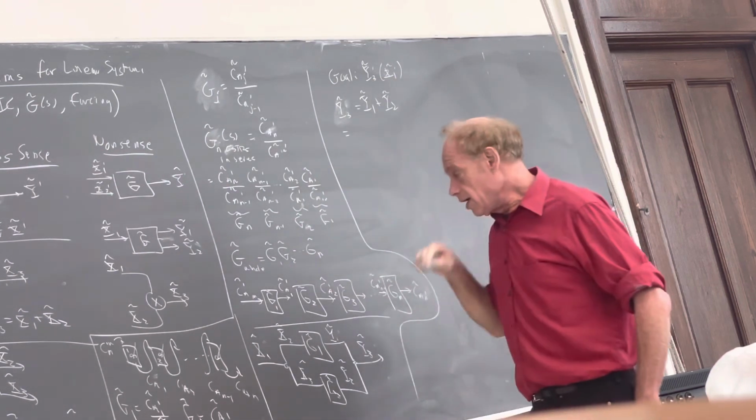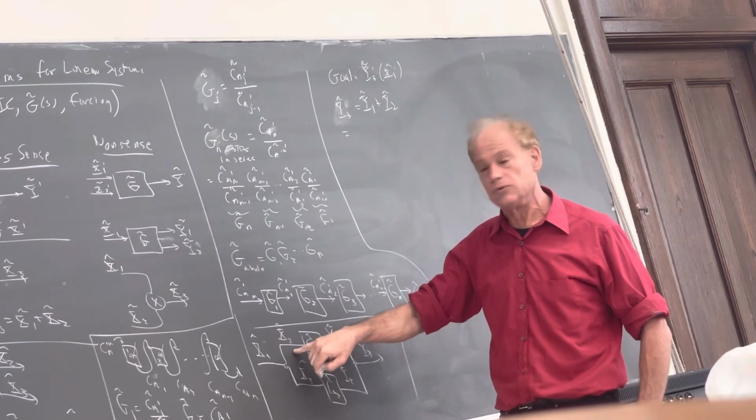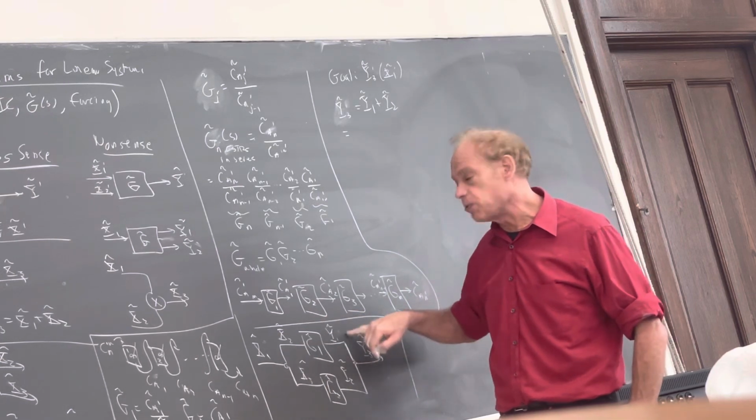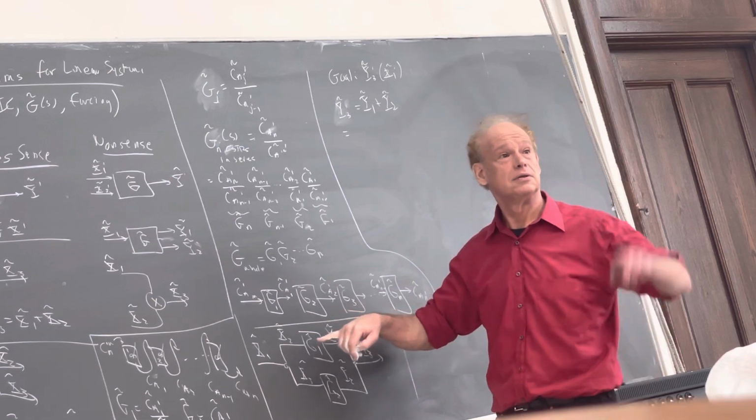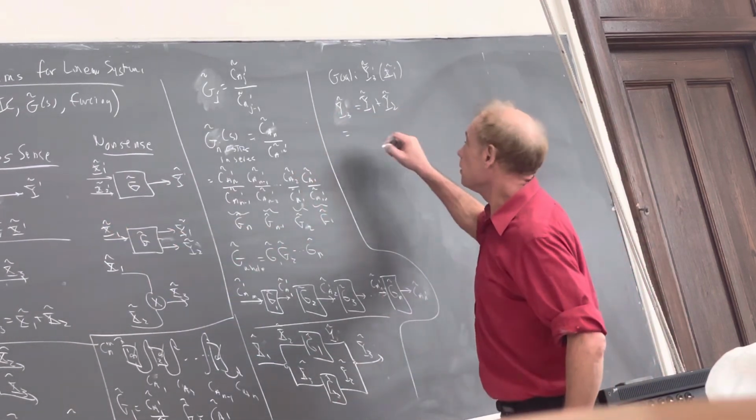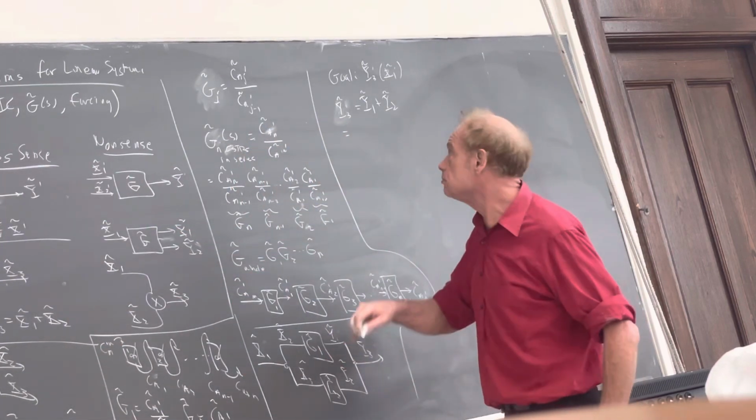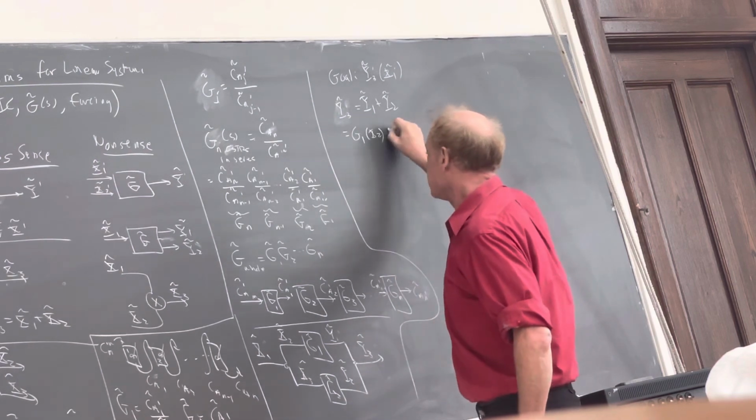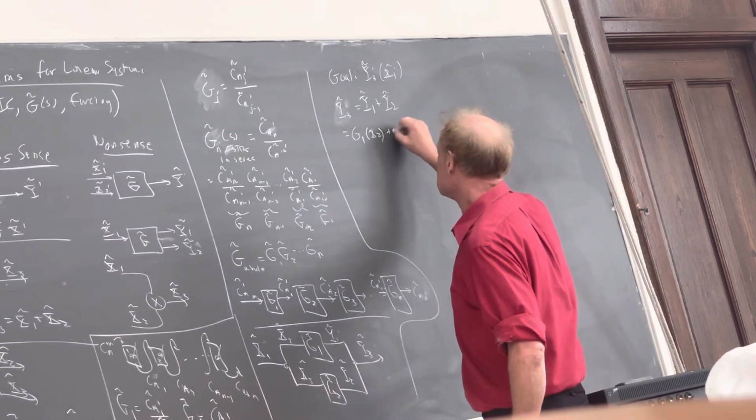Okay, but now I need to figure out how y1 relates to x2 and how y2 relates to x3. So what does this part of the picture look like? First one. So that tells me that y1 is equal to g1 times x2. And y2, it's the same thing, is g2 times x3.